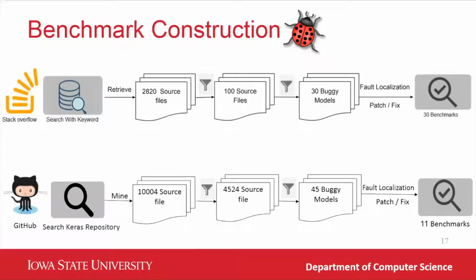We also mined GitHub issues to collect buggy models. We followed the same process as in Stack Overflow. As a result, we randomly selected 11 executable programs with a training data set.